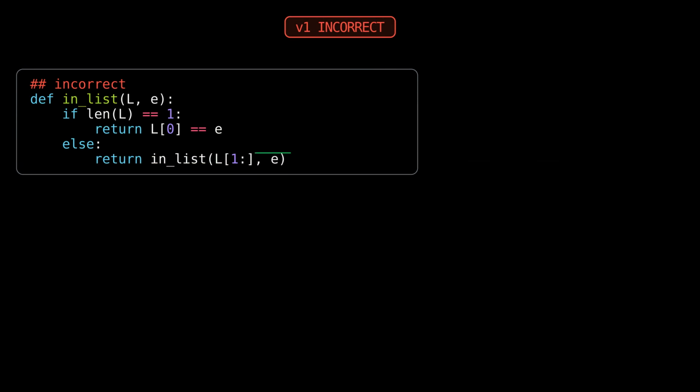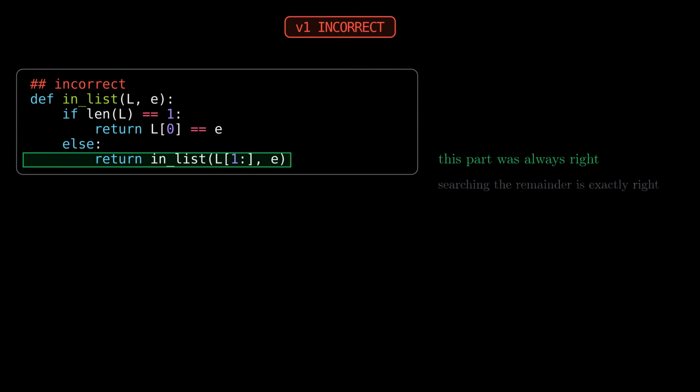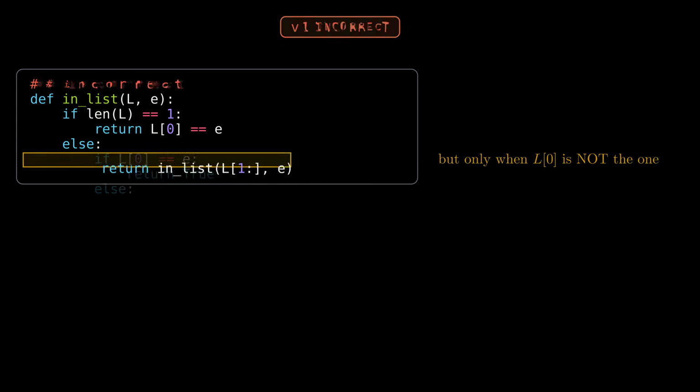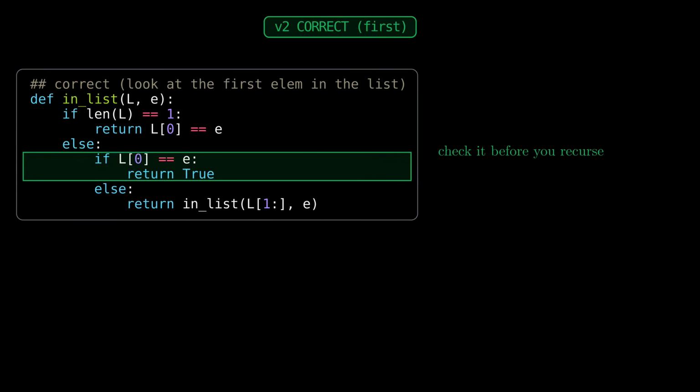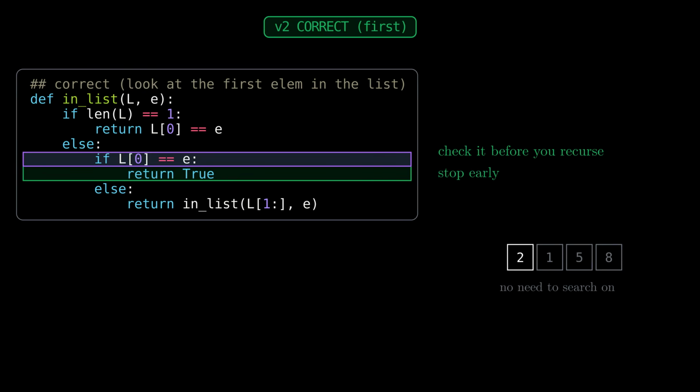The recursive call itself is fine. Searching the remainder of the list is exactly right, but only in one situation. When the element we just dropped is not the one we want. So give the else branch its missing check. With more than one element, extract the first element and compare it to E. If it is equal, return true immediately. There is no reason to search the rest of the list. If it is not, then recurse on the remaining elements with the exact same function.